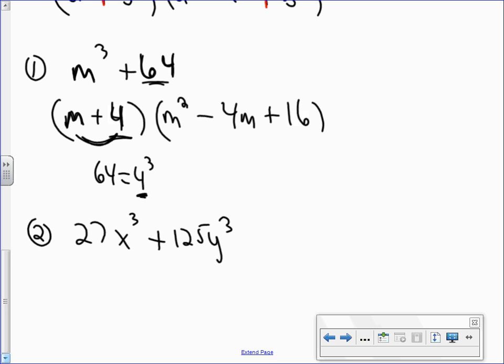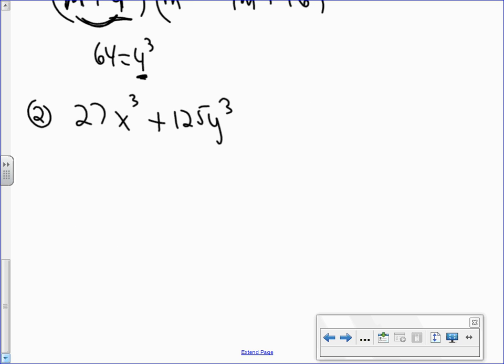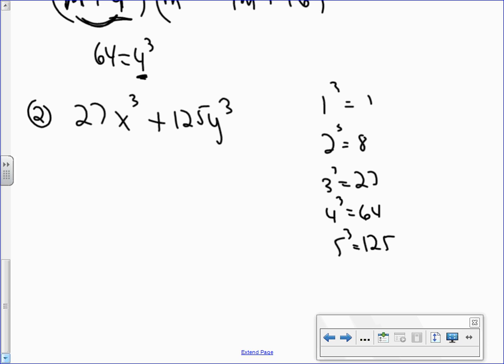Okay, last one. Okay, this is a sum of cubes. Remember that list I gave you back at the beginning. You got 1 cubed is 1, 2 cubed is 8, 3 cubed is 27, 4 cubed is 64, 5 cubed is 125. And both these numbers, 27 and 125, are in that list of things you should start memorizing. Binomial, trinomial. The sign pattern goes in next. Plus, minus, plus.